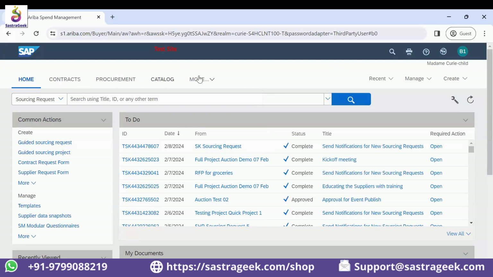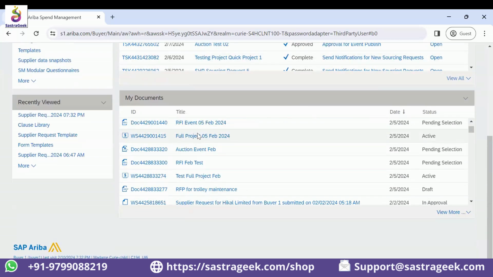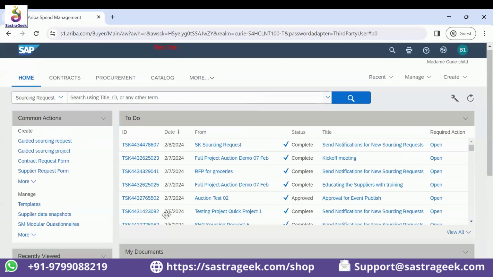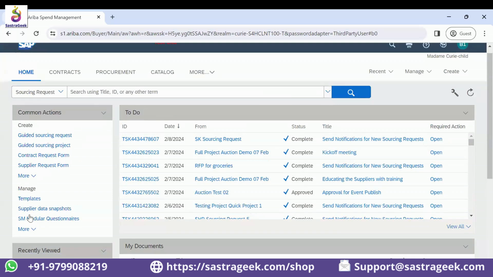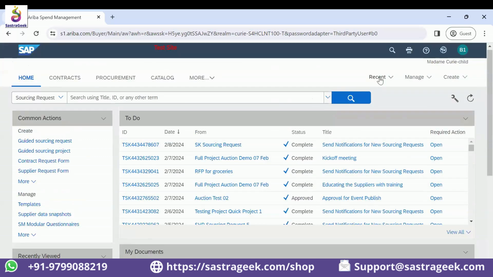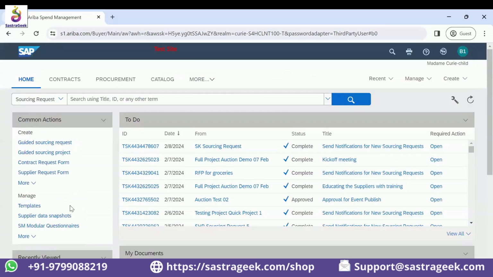The tabs which you are seeing here are specific to individual modules. For example, when I'm clicking home, this consists of all the related modules. Where I have created a document, that will appear under my documents, and where I am supposed to perform some action, that will come as my to-do. The common actions, which are similar to create and manage, you can also access from this left side menu. Recently viewed is also mostly the same as recent. So you can browse either from recent or quickly open from here.